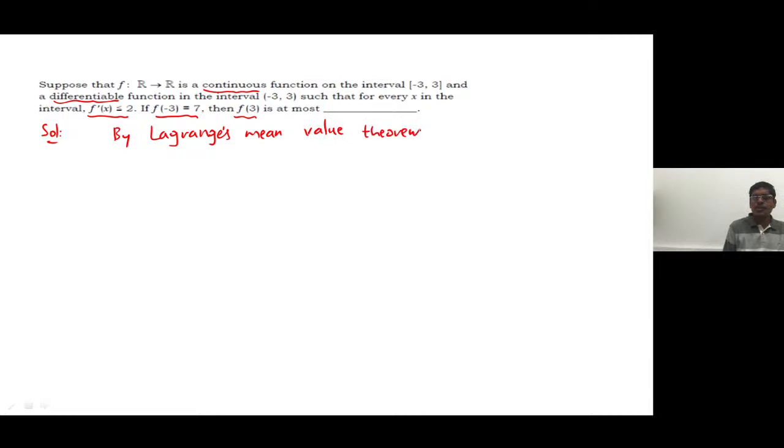why should I take directly Lagrange's mean value theorem? Why not Rolle's theorem? Because we don't know the condition f of a is equal to f of b, that is whether f a and f b are same or not. Here a value is minus 3, b value is 3. We don't know f of 3 and f of minus 3 are same or not. That's why the question says at most. So that's why I'm applying Lagrange's mean value theorem.